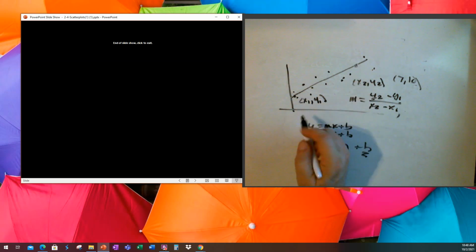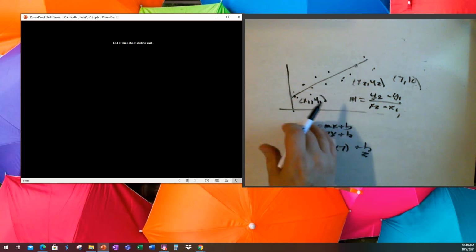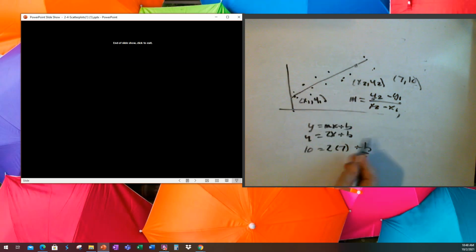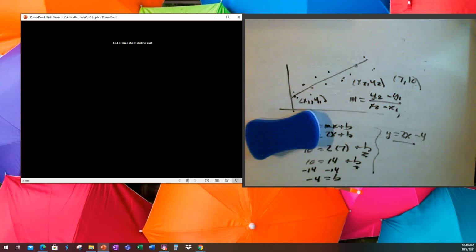All these lines, there are several lines with slope 2. I mean, a whole family, right? There's an infinite number of lines that have that slope. By saying I want it to go through that point with that slope, that'll give us the b, and that picks it. So in this case, this would be 10 equals 14 plus b, and then I would solve for b: minus 14, minus 14, so this would be minus 4 is equal to b. So this would be y is equal to 2x minus 4. I hope that helps, and I will see you in class.